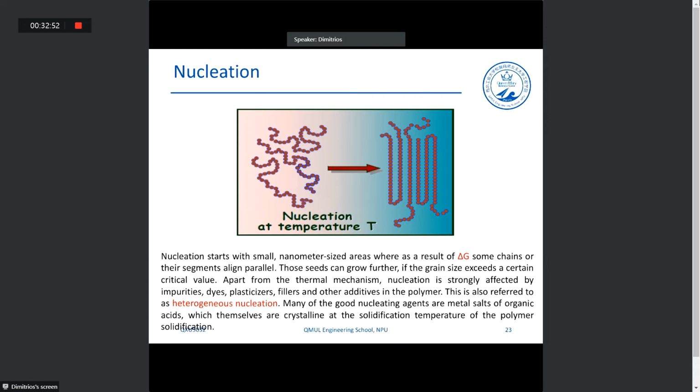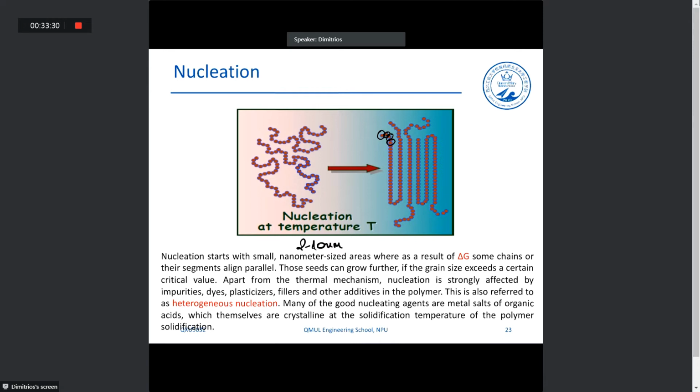So nucleation, as we said, we start with small nanometer-sized areas. Usually, these nuclei are in the region between 2 to 10 nanometers. And in this case, we have some segments that start parallel to each other. So you have segments that start aligning, okay? And then they keep growing because they keep attracting more and more segments, okay?